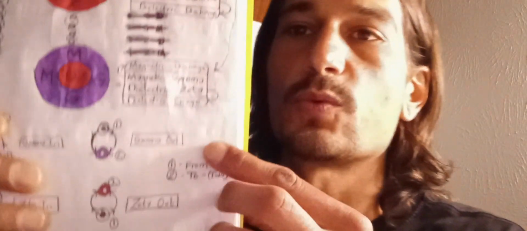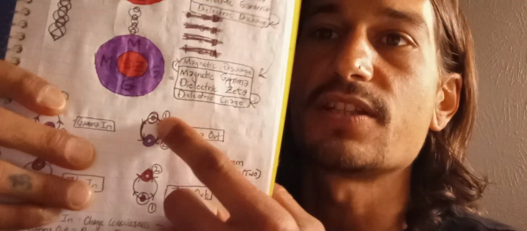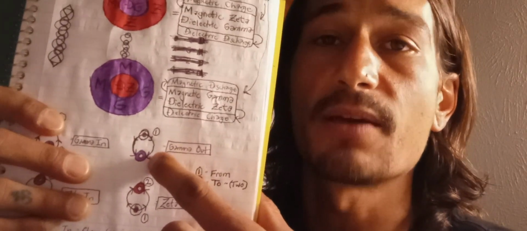And the goal is to try and understand this energy, so we can understand how to utilize it in order to heal our bodies and to ascend through higher levels of consciousness and be able to understand what God is telling us, right? So gamma out, the first one we did, dielectric discharge, is basically discharging the energy that was in dielectric gamma down into magnetic gamma.